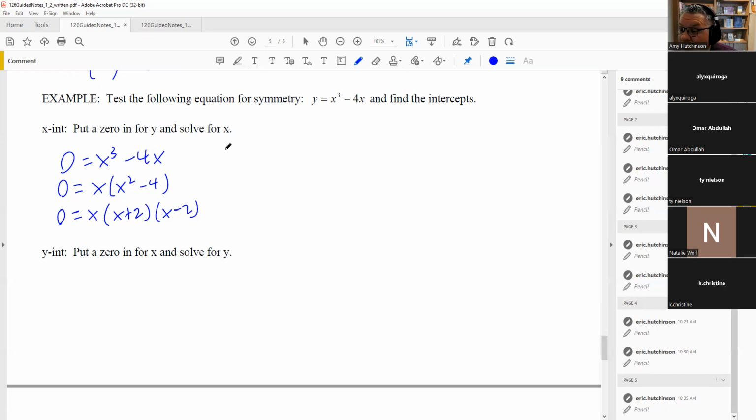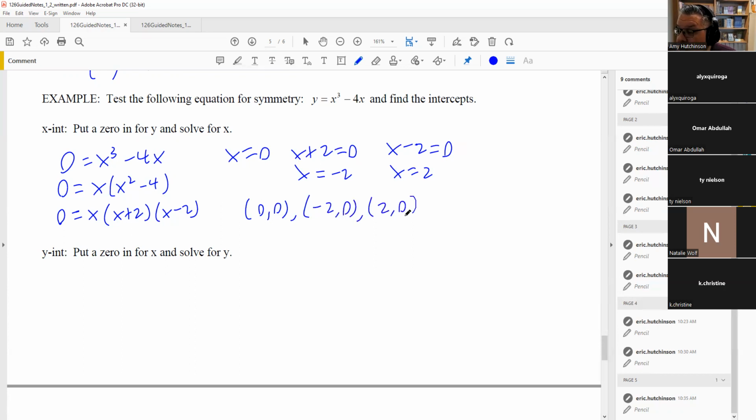All these have to be set equal to 0. So I'm going to do x equals 0, x plus 2 equals 0, x minus 2 equals 0. And this one's already solved. If I solve this, I get x equals negative 2, and then this equals 2. Written as coordinates, that would be 0, 0, negative 2 comma 0, and 2 comma 0. So this one has 3 x-intercepts here.